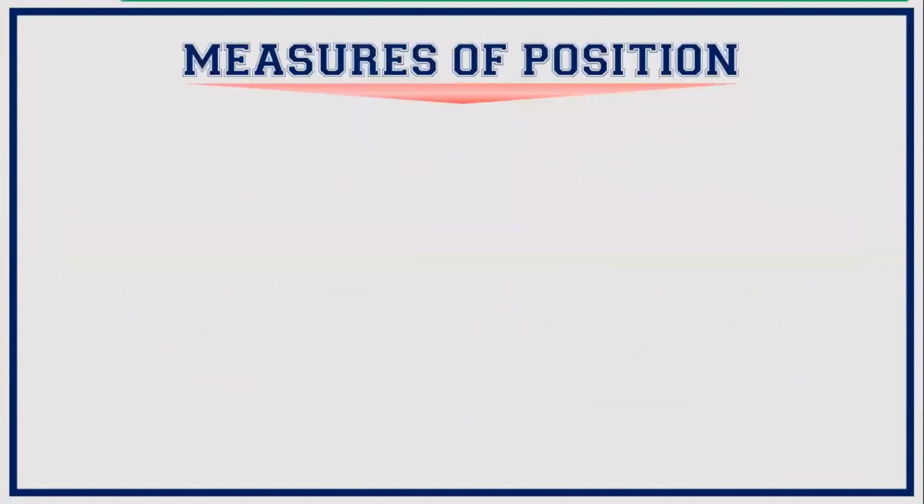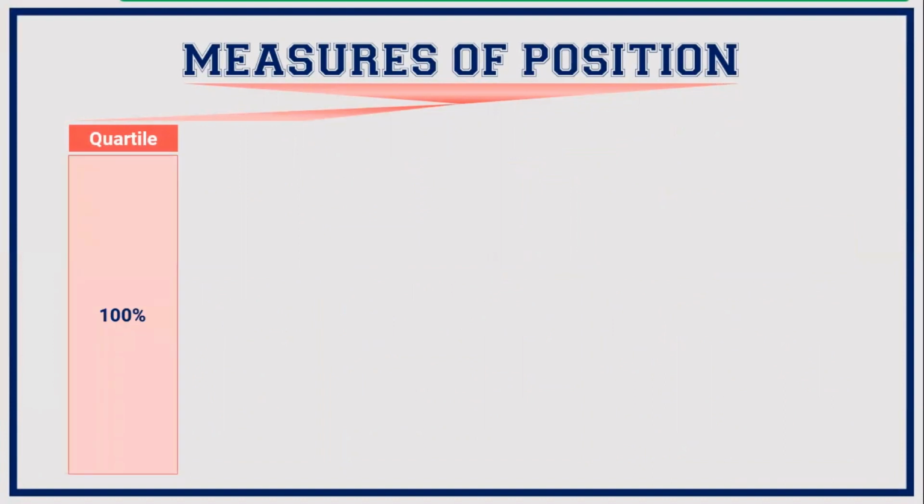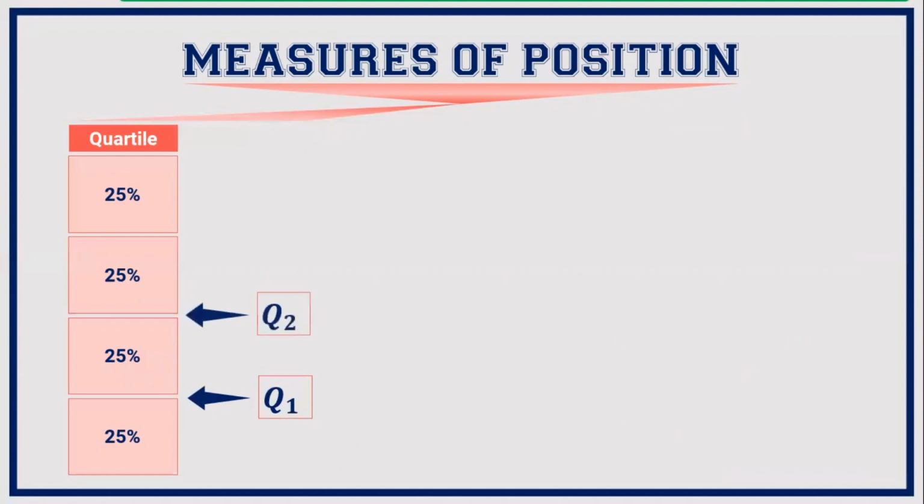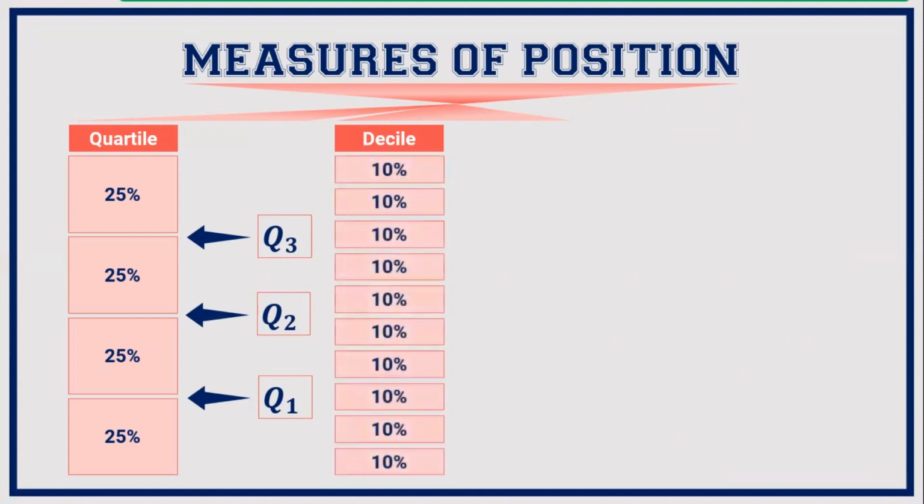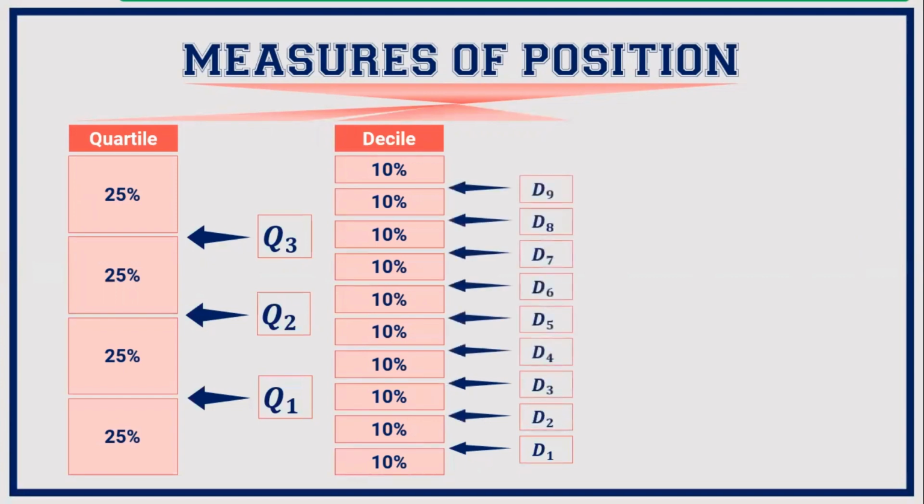Let's explain more. For quartile, say we have 100% distribution. Quartiles will divide this distribution into 4 equal parts such that each part is 25%. And the three score points are the quartile 1, quartile 2, and quartile 3. For the decile, say we have 100% distribution. Decile divide the distribution into 10 equal parts such that each part consists of 10%. And the 9 score points are the decile 1, decile 2, decile 3, decile 4, and so on.